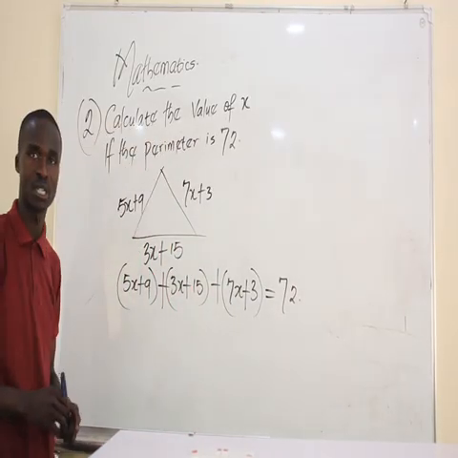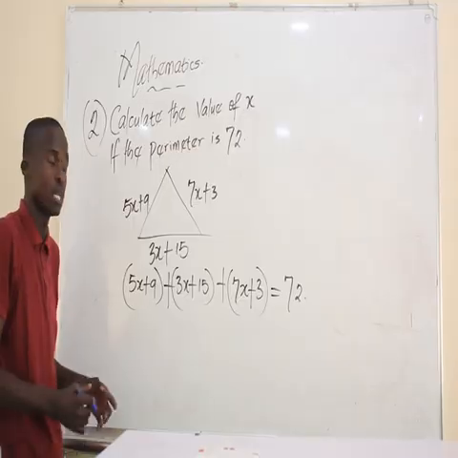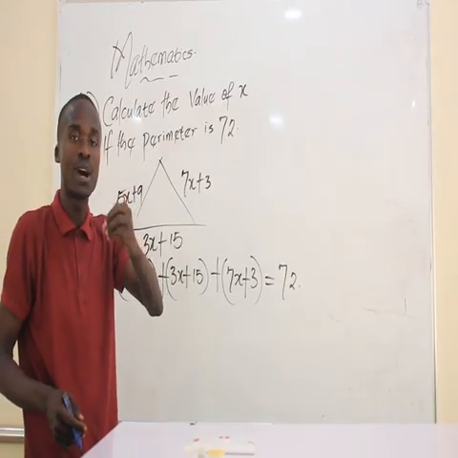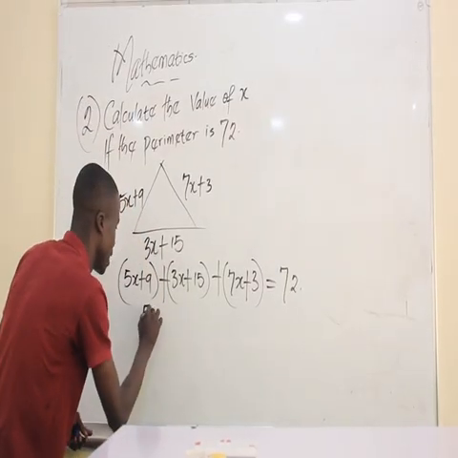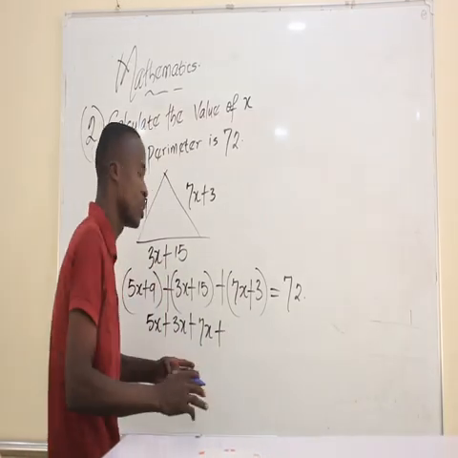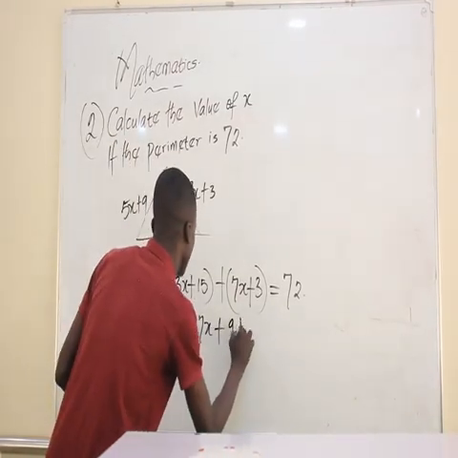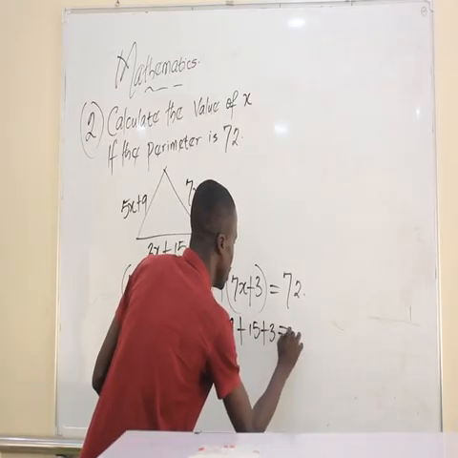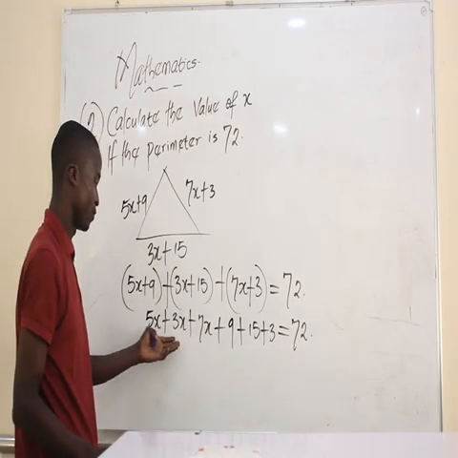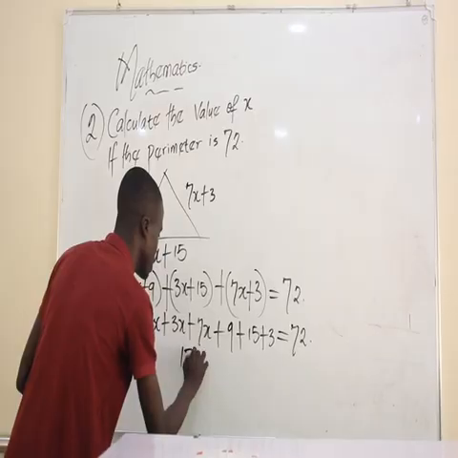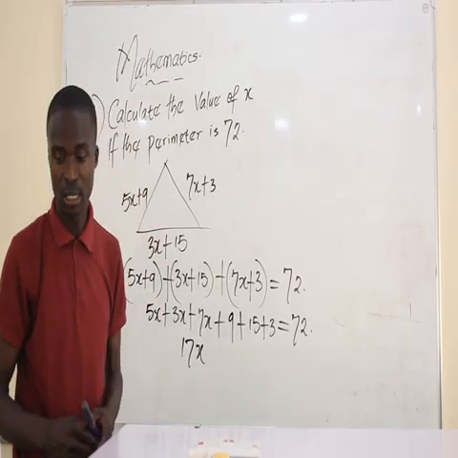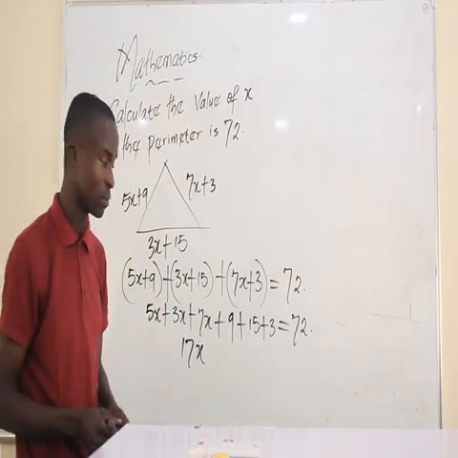The perimeter is 72. Now the first thing, you open the bracket, you pick all of the values with x. Now you have 5x plus 3x plus 7x. Now you pick the values without x. That's 9 plus 15 plus 3 equal to 72. If you add all of these together, it will give you 17x. That would be the result.